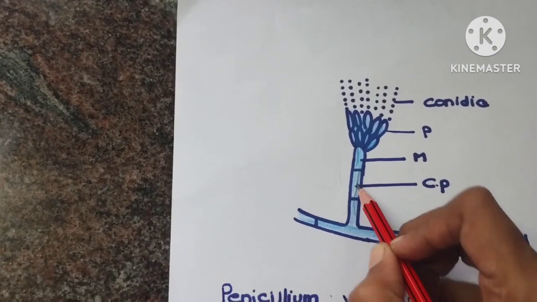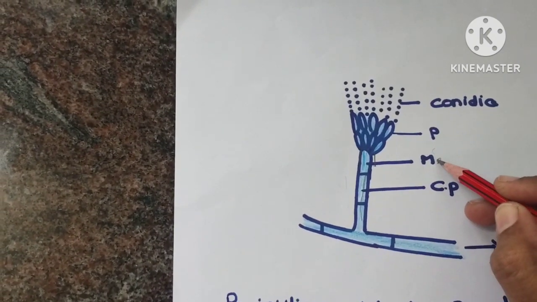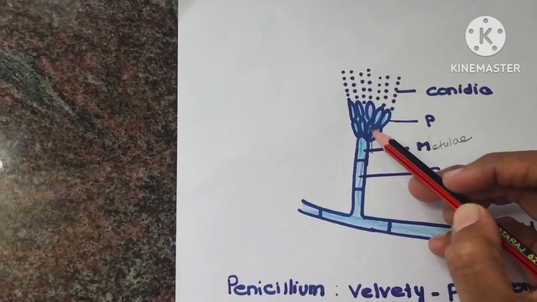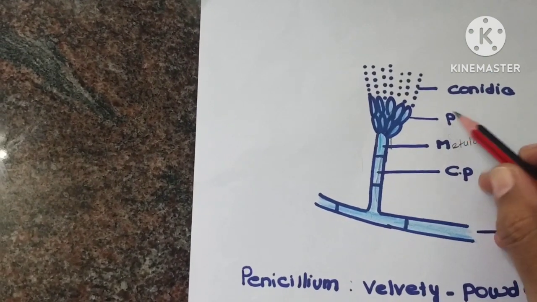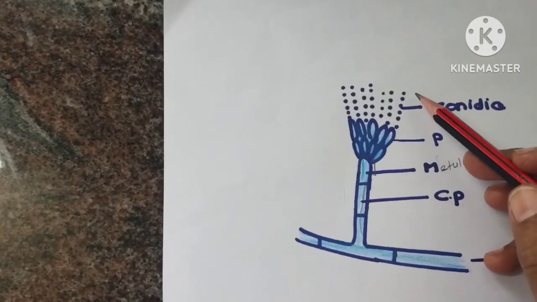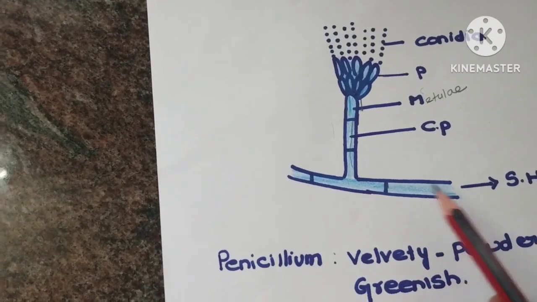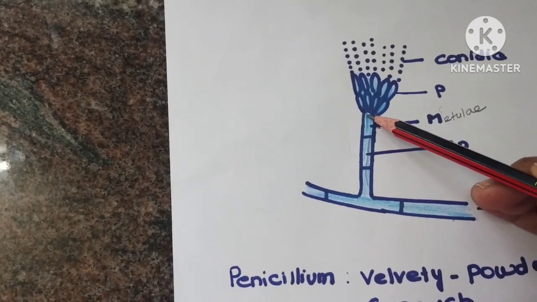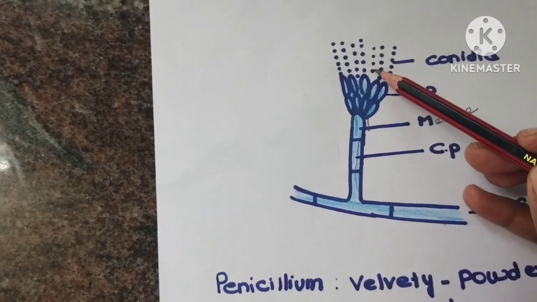This is a conidiophore, which gives rise to a metulae. This is called a metulae. And then it gives rise to phialides. There can be two to three rows of phialides, and the conidia usually arise from the phialides. So just remember, it is a septate hyphae. The conidiophore arises from the hyphae and gives rise to metulae. The metulae in turn give rise to phialides, and then conidia will be arising from the phialides.